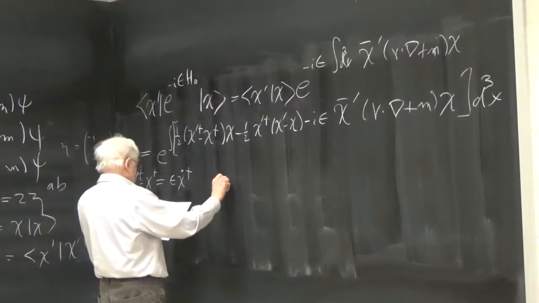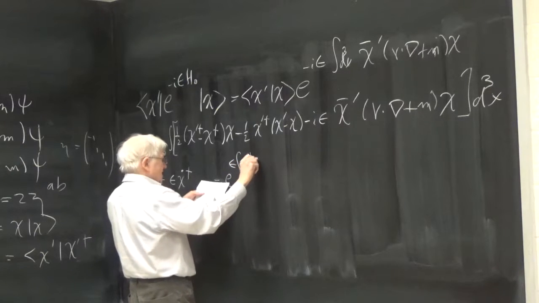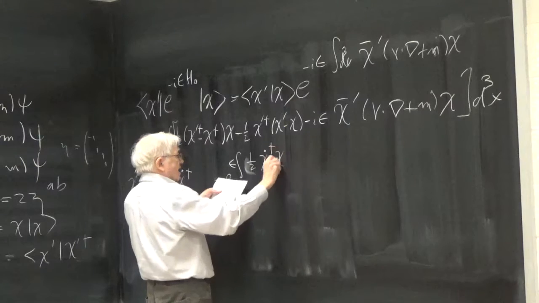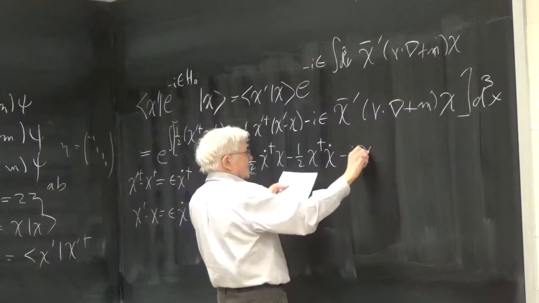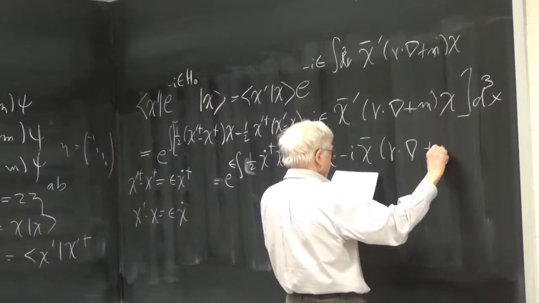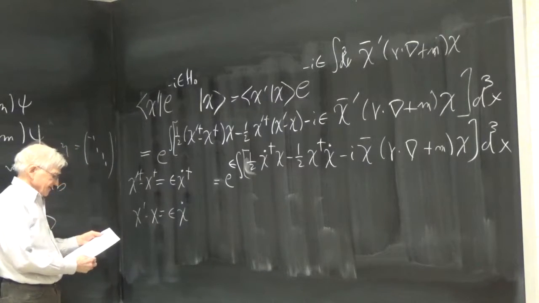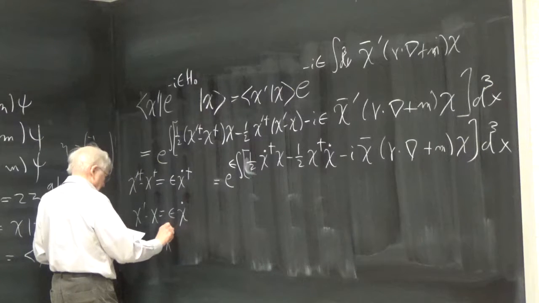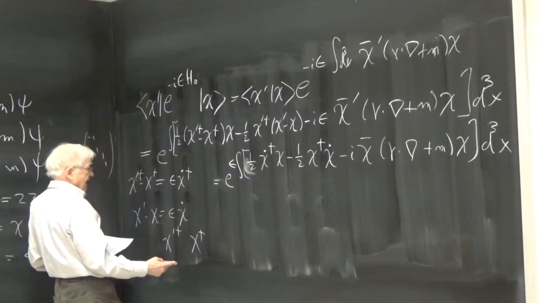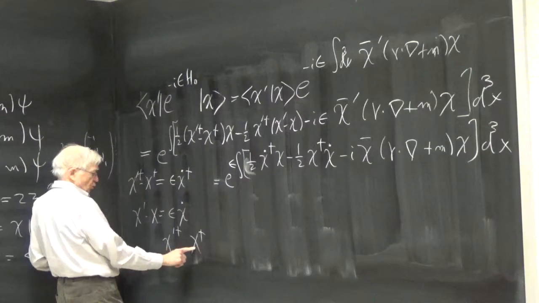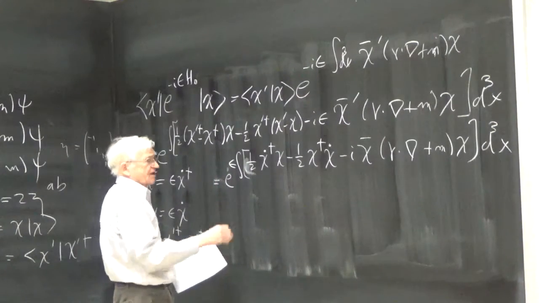And if we do, what we get is e to the integral, well, we can pull out the epsilon. And we have 1/2 chi dagger dot chi minus 1/2 chi dagger chi dot minus i chi bar gamma dot grad plus m chi d cubed x. And the idea here is that we're imagining that chi prime dagger and chi dagger differ by only epsilon, which is this thing. And so we're ignoring the difference between them because we're multiplied by epsilon here. So to first order in epsilon, we can erase all the primes.